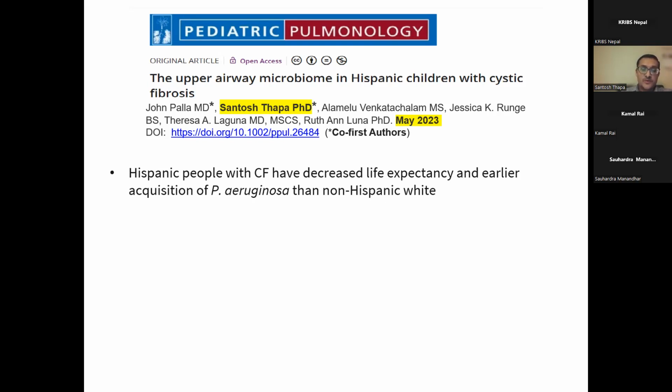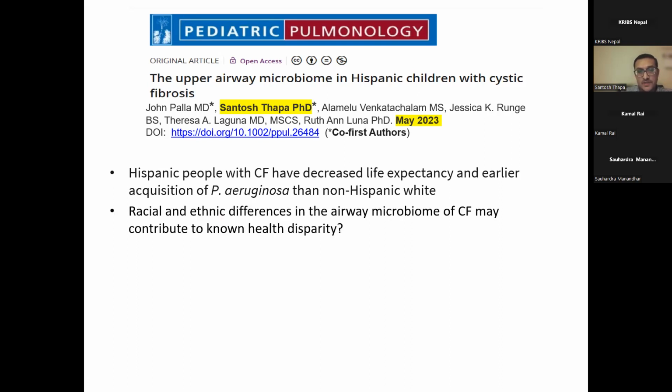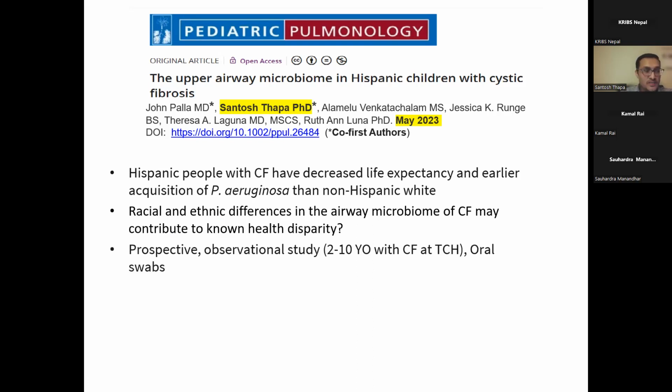So we looked at the difference between Hispanic and non-Hispanic. We found that those people with CF have a decreased life expectancy and earlier acquisition of the bacterium Pseudomonas aeruginosa than non-Hispanic whites. And then we asked whether there are any racial or ethnic differences between these two groups, what we call health disparity, with regard to the airway microbiome. We enrolled a prospective observational study of 2 to 10 year olds at the CF center at the Texas Hospital. We collected oropharyngeal, or basically oral, swabs, and then we sequenced them using 16S ribosomal RNA sequencing.